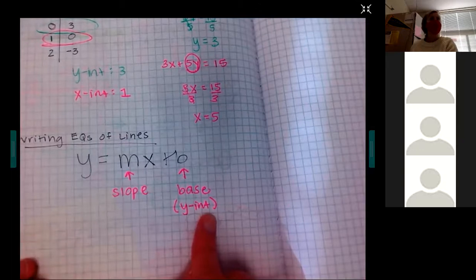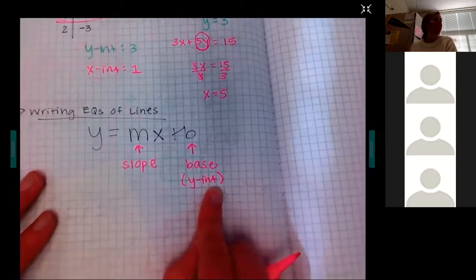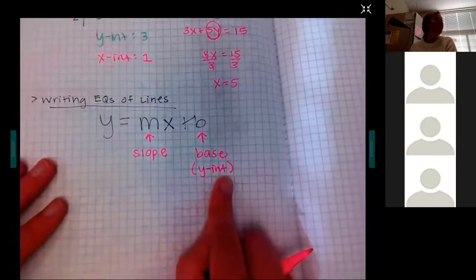That's the notes for this part. We just got some examples to practice. I'm going to show you one of each type you might see.